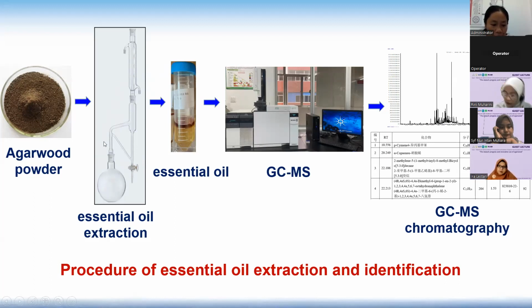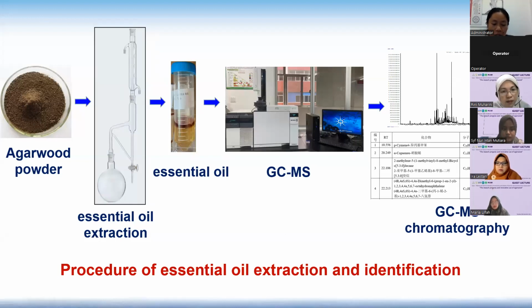This is the steam distillation equipment. I think maybe you also have it in your experimental class. Here, this is a round flask, which is used to contain the sample and water. This part is the essential oil collector. And this part is a condenser.